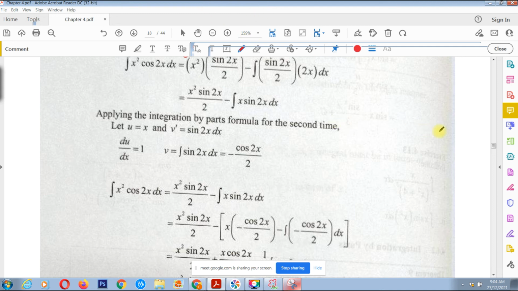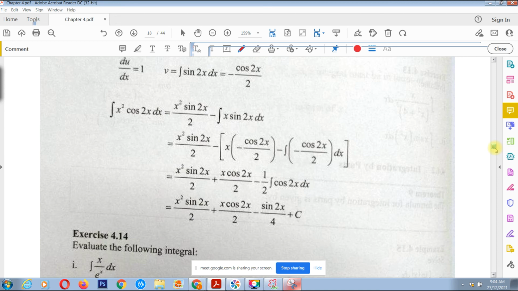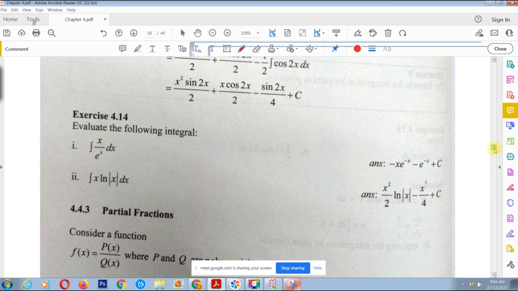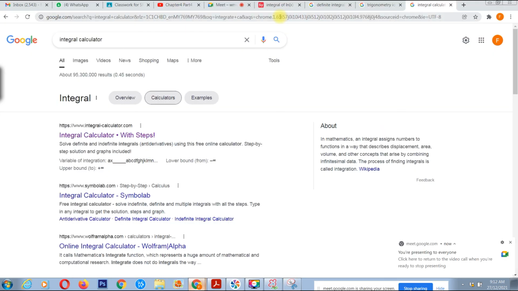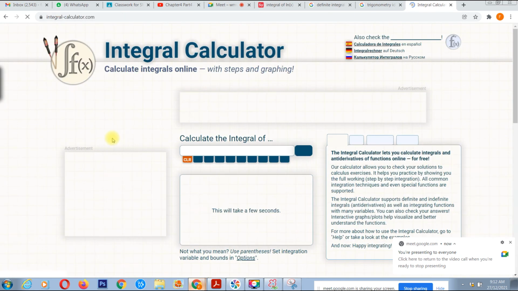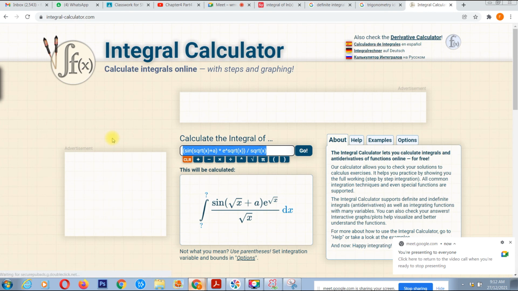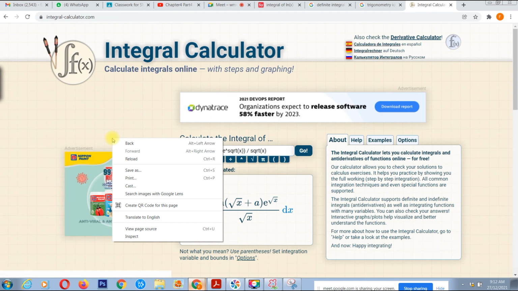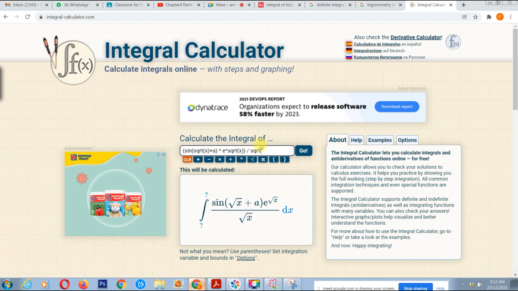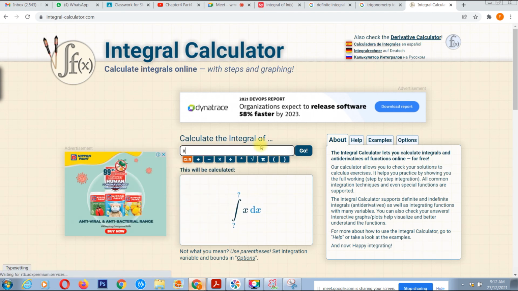Okay, let's try the exercise. Can you try by your own first? Here, you need to use two times by part. You can try this example. Okay, so we have x ln x.